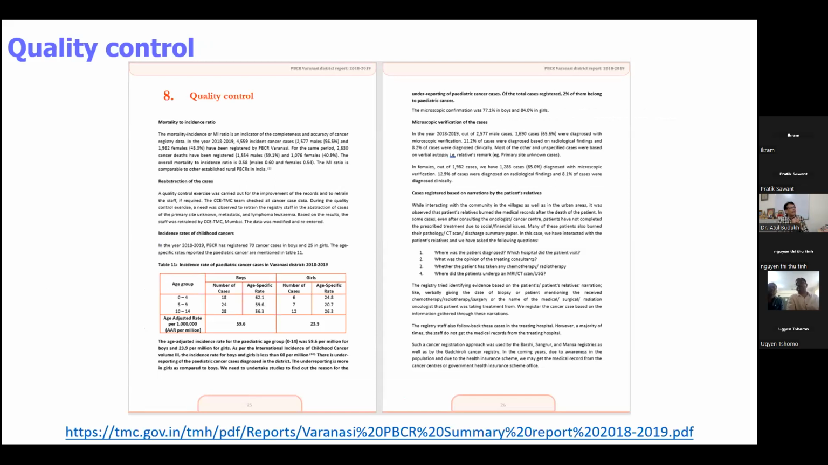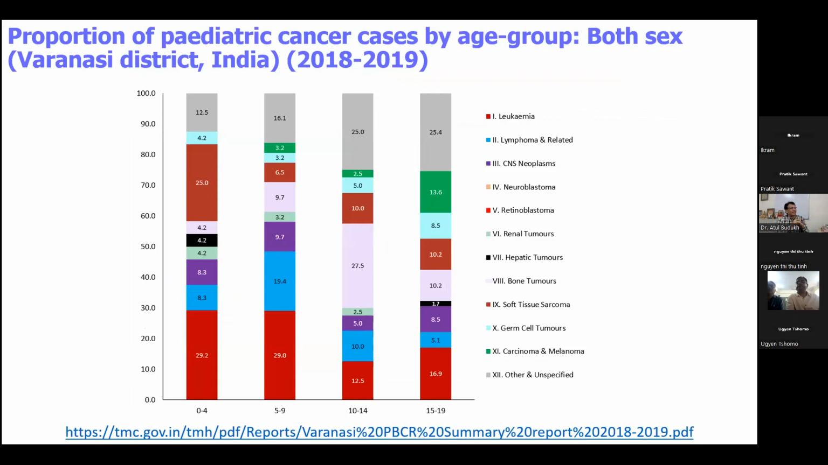The other aspect is that when you write a registry report, you should write about the pediatric cancer rate. So these are the pediatric cancer rates. How to present them? This is leukemia. You can see leukemia 29.2, 29, 12.5, lymphoid and related. This is 1, 2, 3, 4, 5, 6. They are ICCC standard coding.